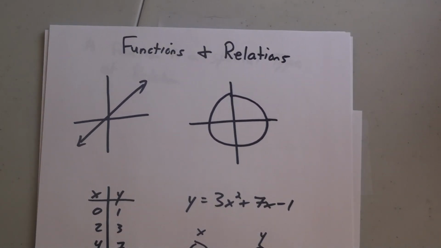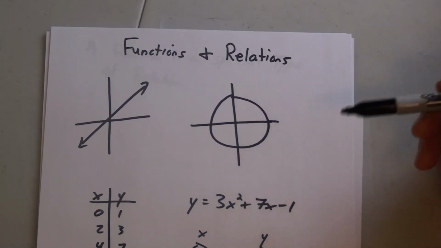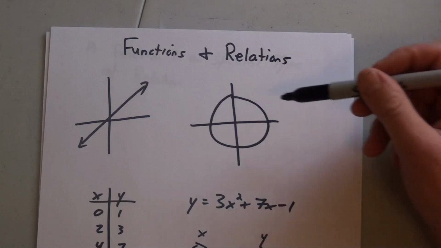It is on the difference between functions and relations. Everything that compares some sort of input to some sort of output is called a relationship. A function is just a special type of relationship.